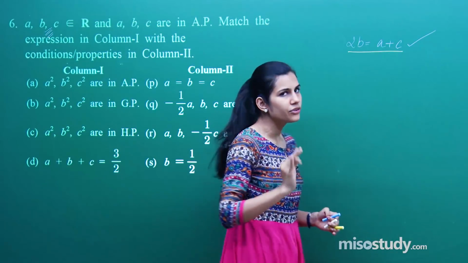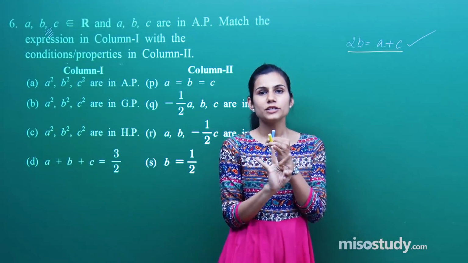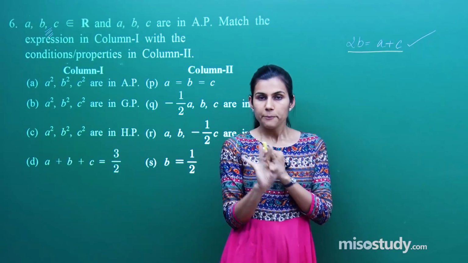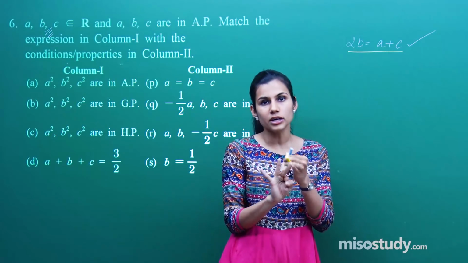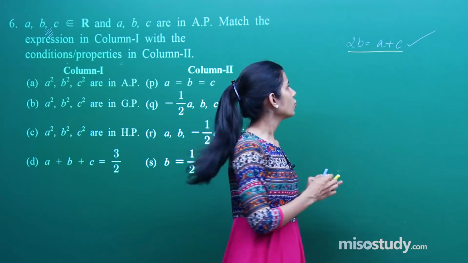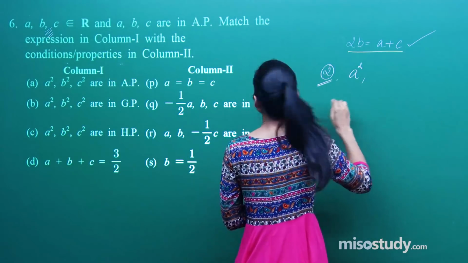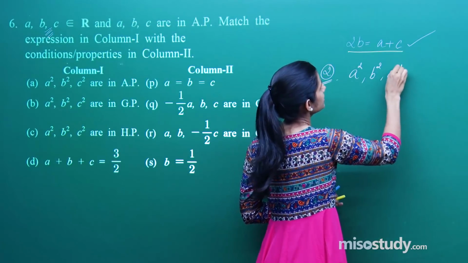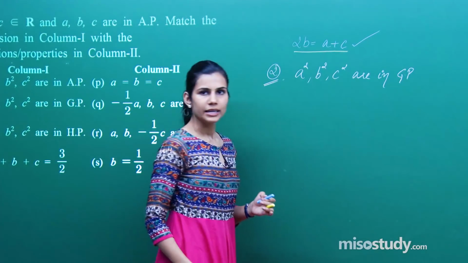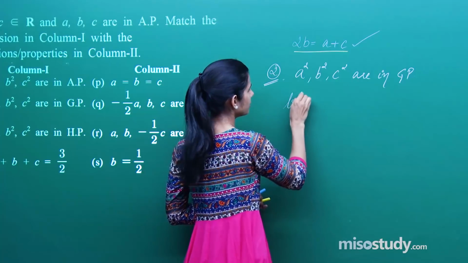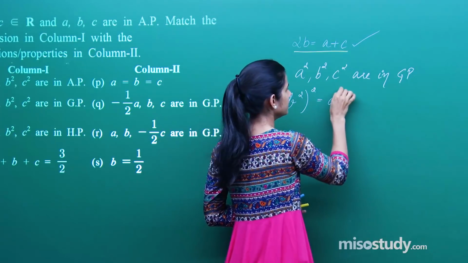Now what do you mean by 3 consecutive terms being in GP? 3 consecutive terms being in AP meant that twice of the middle term is the sum of the first and the third. But 3 consecutive terms being in GP means the square of the middle term is the product of the first and the third. So if in this case you are given that A square, B square, C square are in GP, then the square of the middle term is the product of the first and the third.